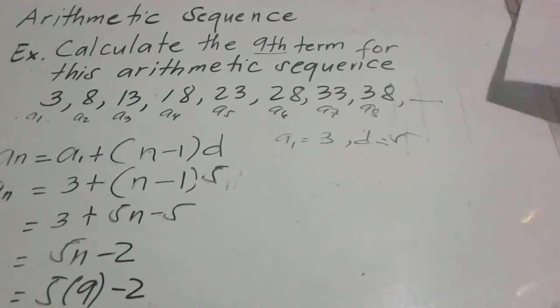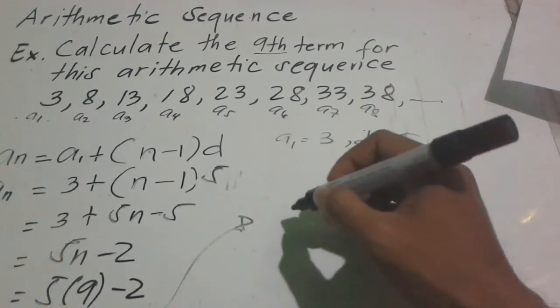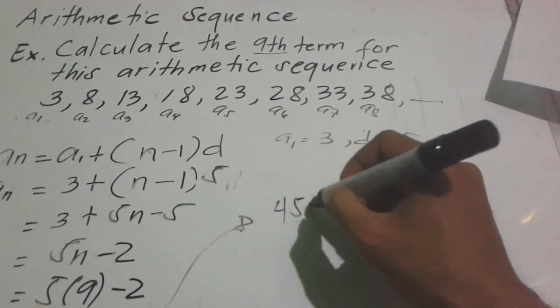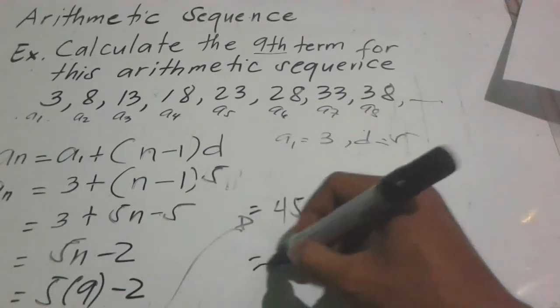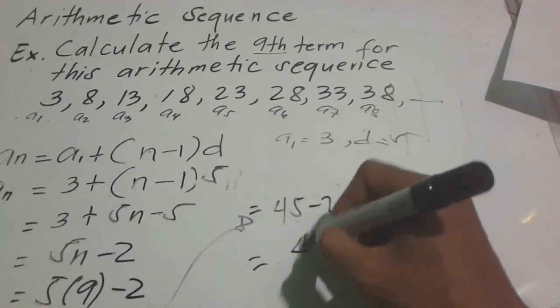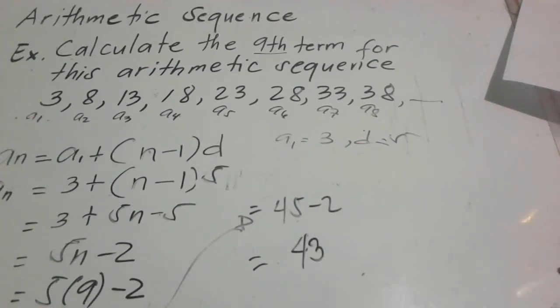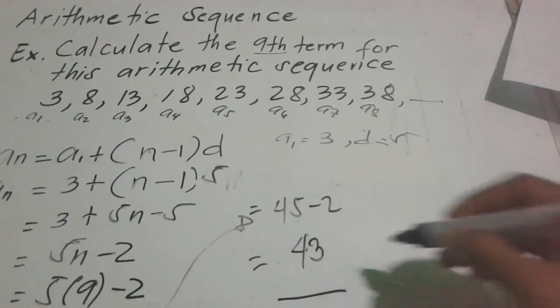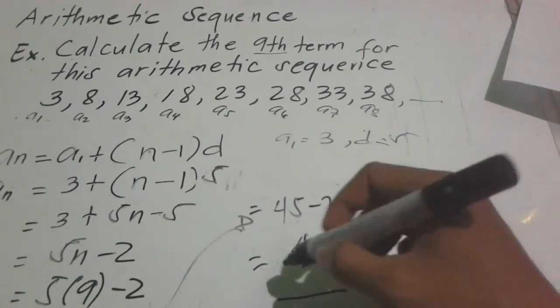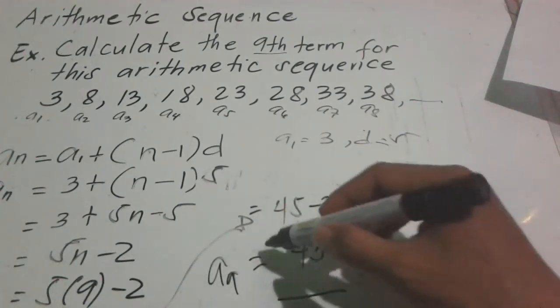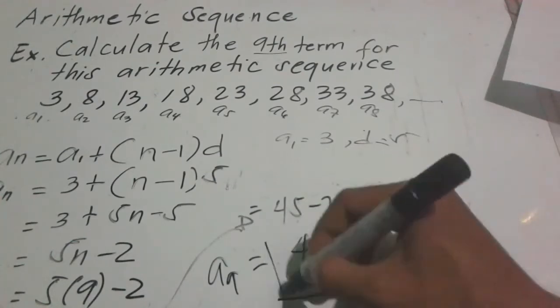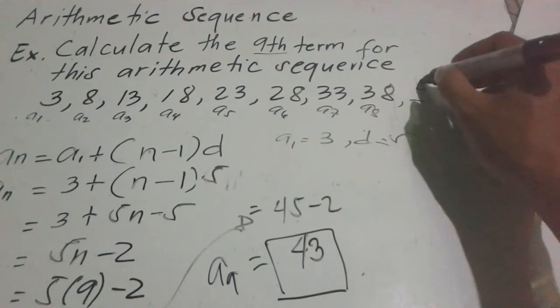So, 5 times 9 is 45. Okay, na. So, 45 minus 2. Next, 45 minus 2 is 43. So, ito ngayon ang ating pang 9 term, 43. So, 43 ang sagot.